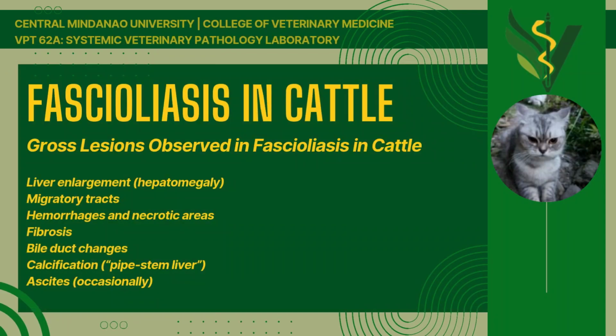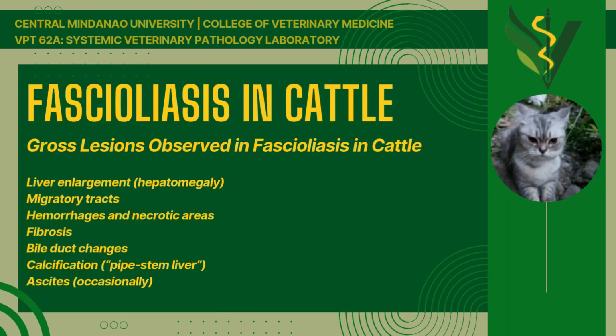So here are the gross lesions observed in fasciolosis in cattle. Of course, there is liver enlargement, hepatomegaly. That's because of the inflammation or the consequences of the entry of those flukes: migratory tracts, hemorrhagic in the hepatic parenchyma, hemorrhages in necrotic areas, fibrosis in the bile ducts, wherein there would be thickened bile duct walls and fibrosis presenting beside the functional parenchyma.